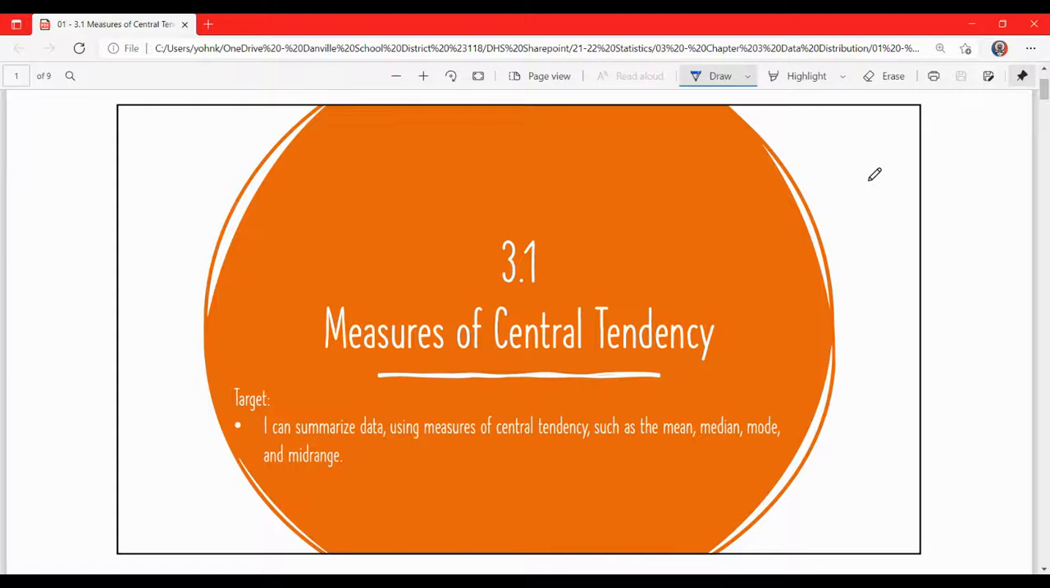Hey kids, welcome to section 3.1, Measures of Central Tendency. Today I'm going to teach you how to summarize data using measures of central tendency such as the mean, median, mode, and mid-range.